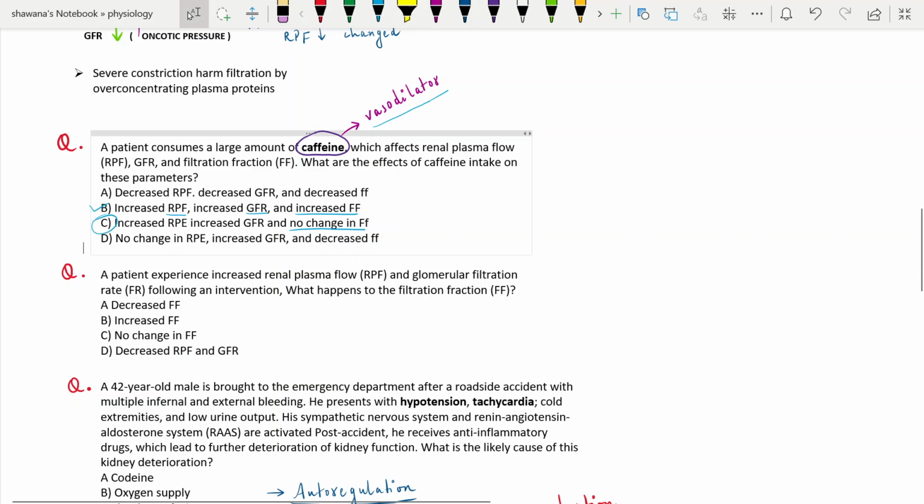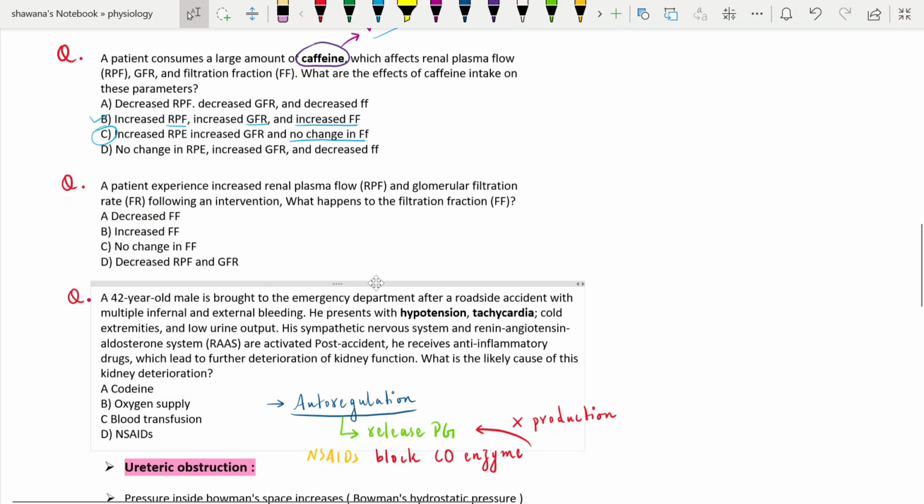Okay. The second case is that the patient experiences increased renal plasma flow and GFR. What happens to the filtration fraction? Renal plasma flow is increasing and GFR is increasing, so the filtration fraction would remain constant. The filtration fraction will not change, no change in filtration fraction.